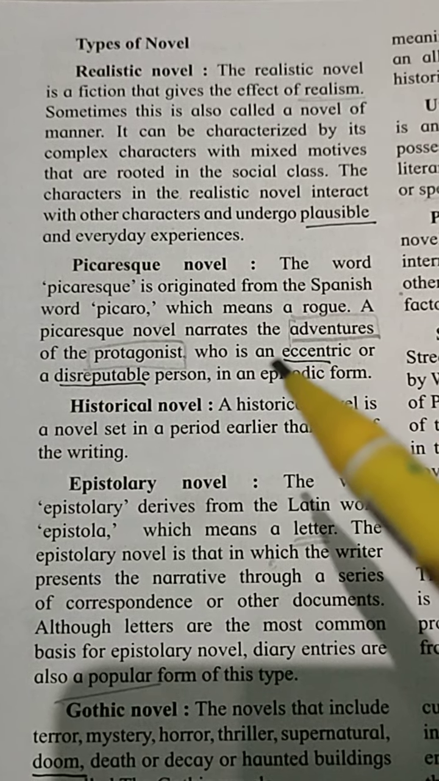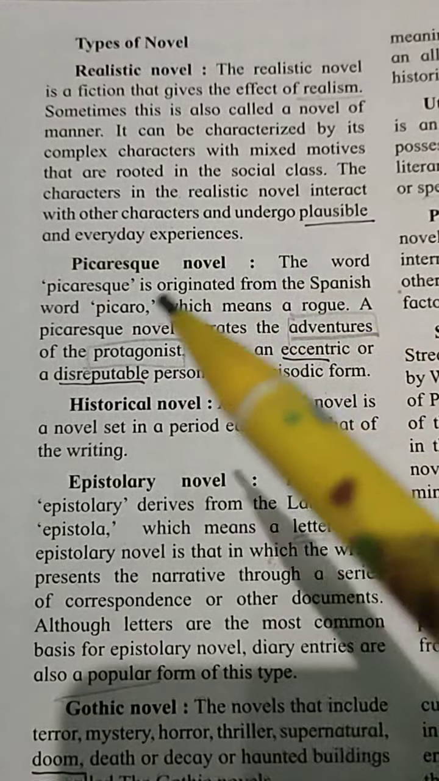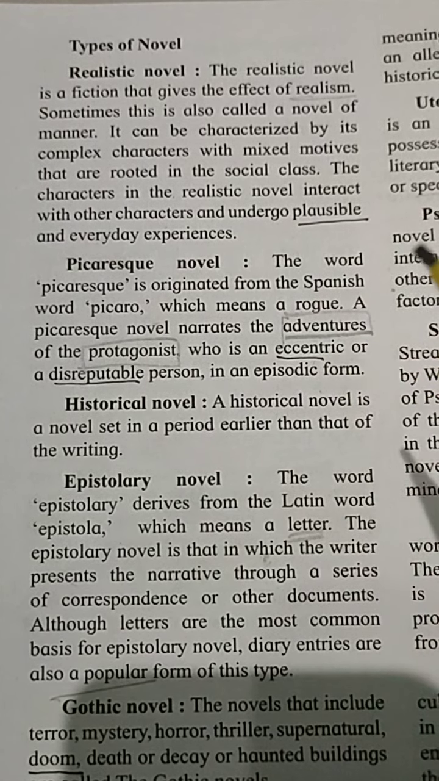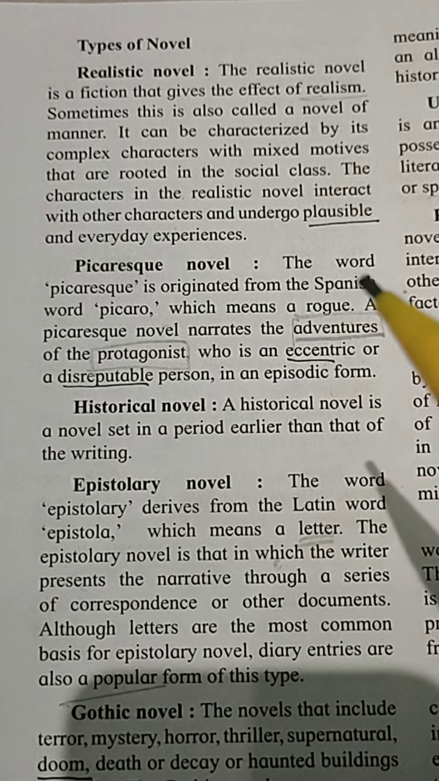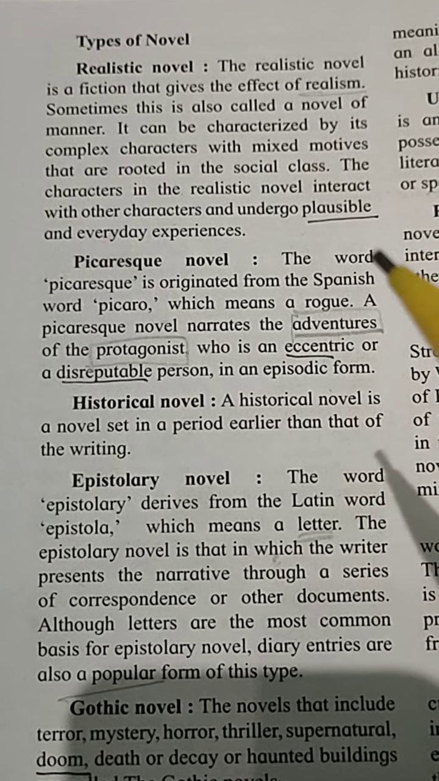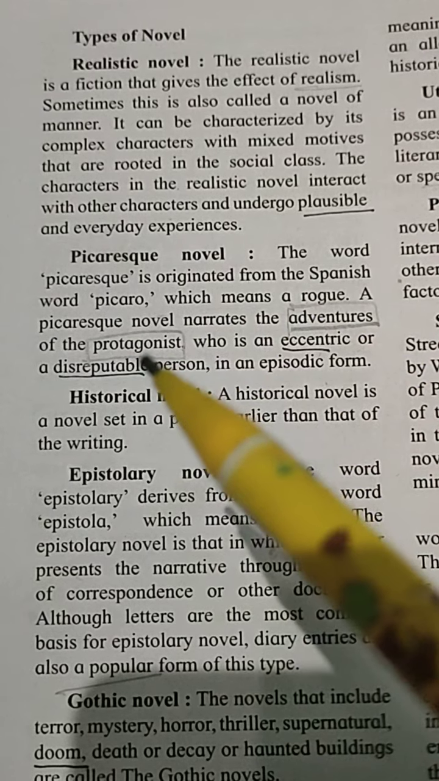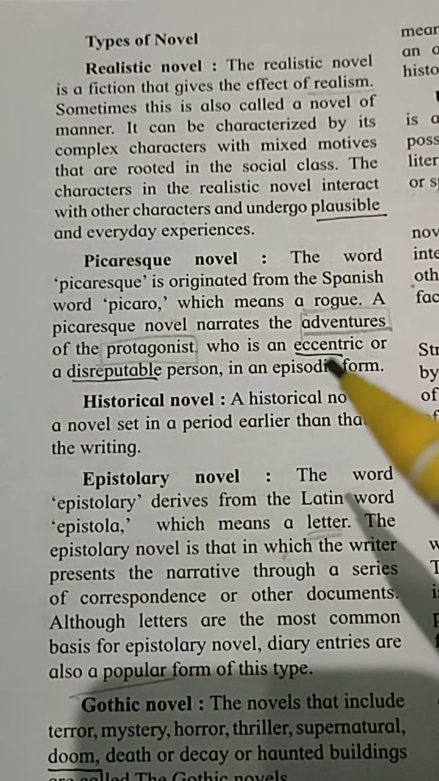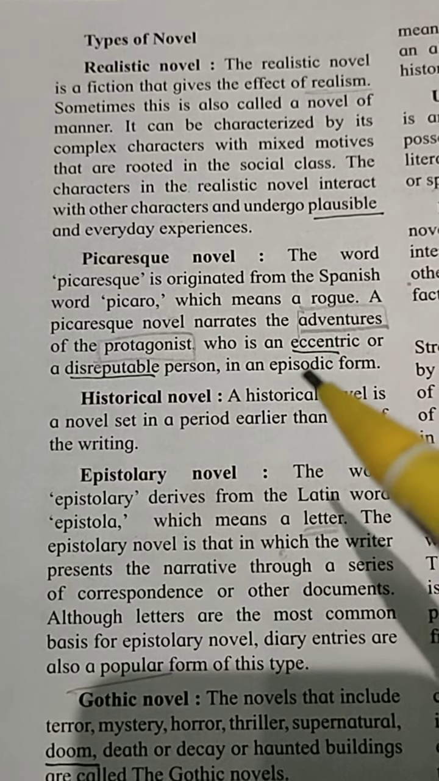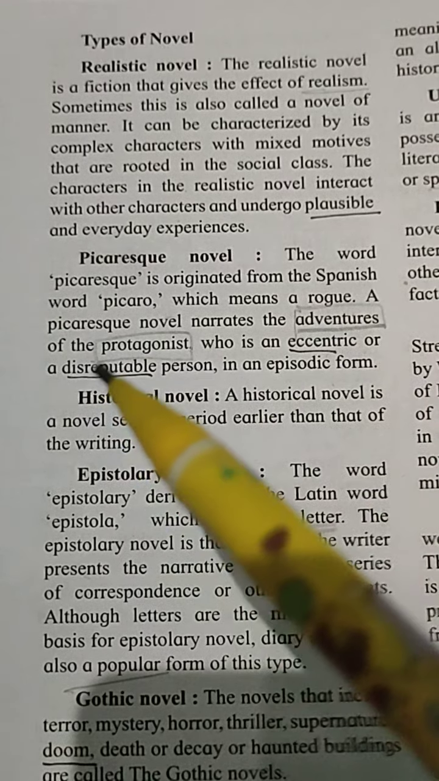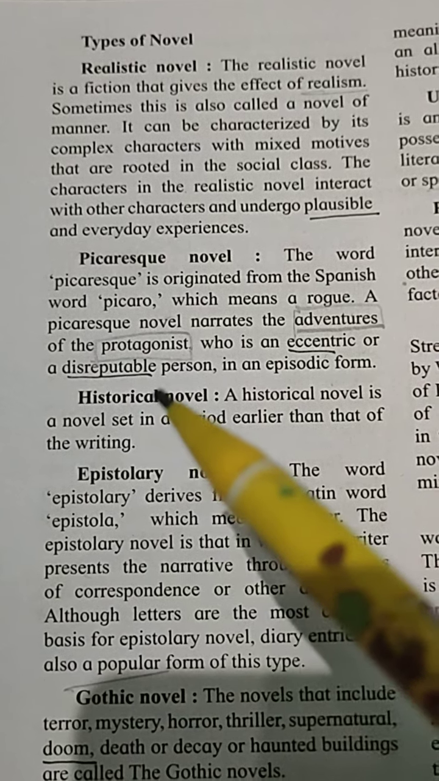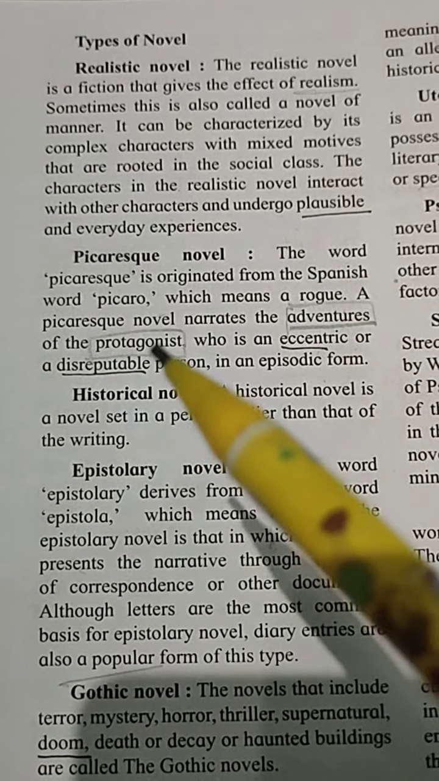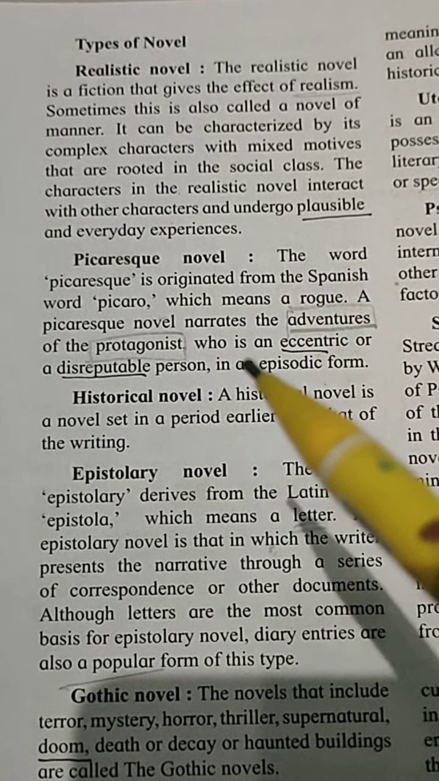So the picaresque novel is derived from the Spanish word picaro, and that means rogue. In this novel, the characters do adventurous things and become the protagonist. The word eccentric means away from the center, and disreputable means not respectable. So these are the adventurous things done by the protagonist in the picaresque novel.